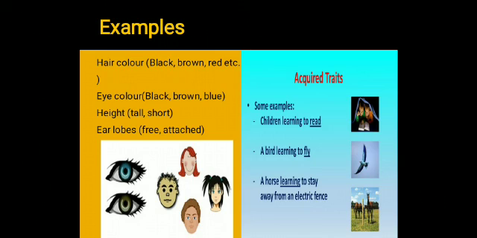Then the next one is a horse learning to stay away from an electric fence. If there is an electric fence, an electric compound or electric line, the horse learns to stay away from the electric lines. So these are all traits that we get from the environment. This is acquired traits, and then inherited traits. Okay students, is it clear?